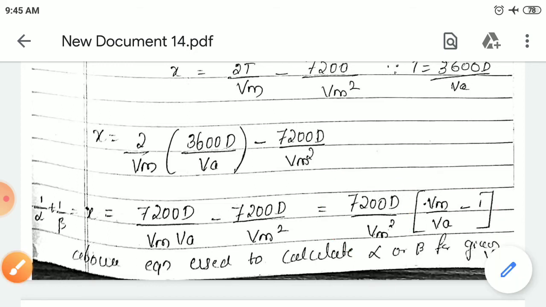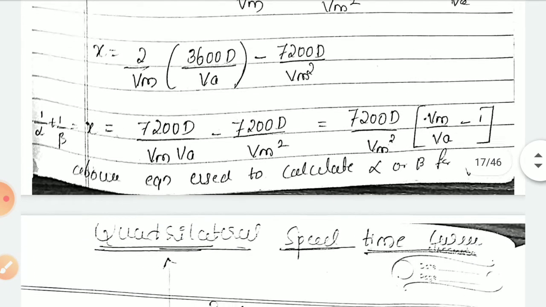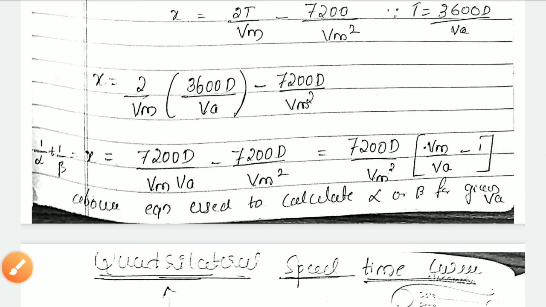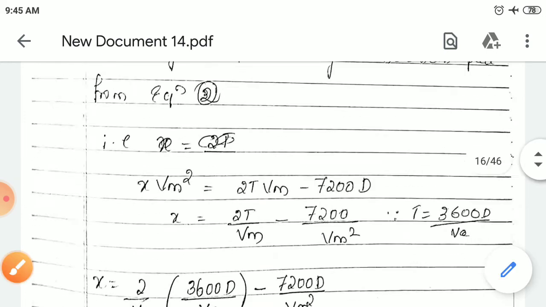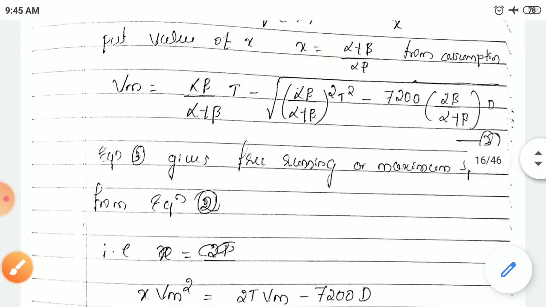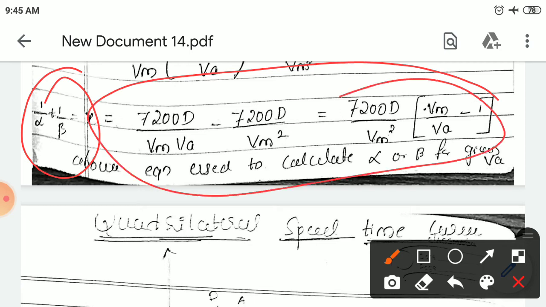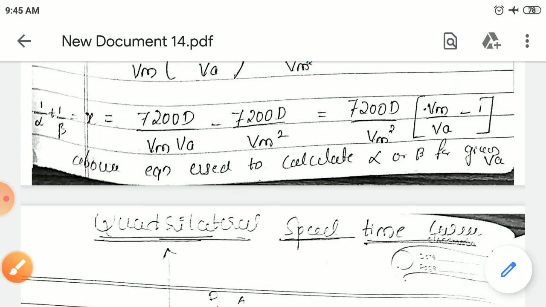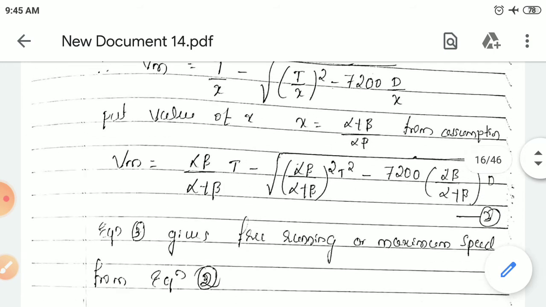So the above equation is used to calculate the alpha and beta for the given Va. So if you want to calculate the acceleration and the retardation periods, this equation is used. The first equation is used to calculate the maximum speed of a train, whereas this equation is used to calculate the alpha and beta, or acceleration and retardation, for the speed time curve. That's a quadrilateral speed time curve. So that's about the derivations on the quadrilateral speed time curve.